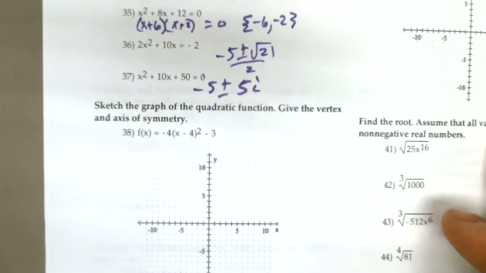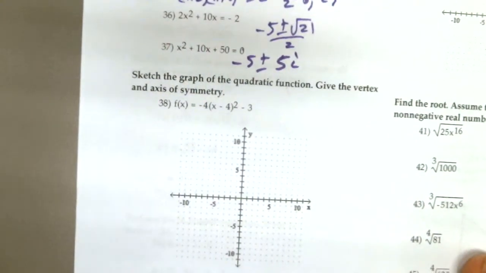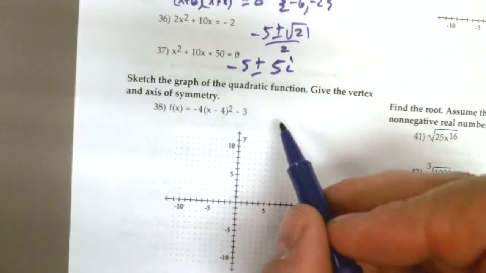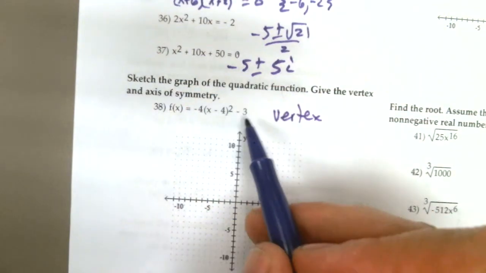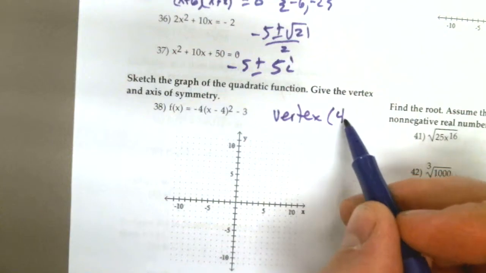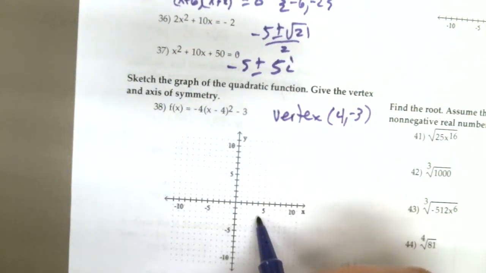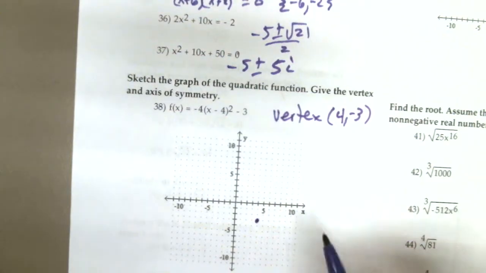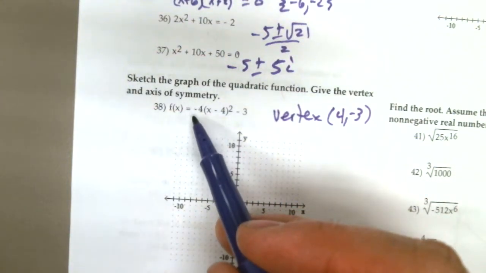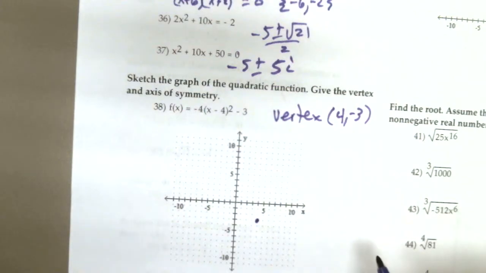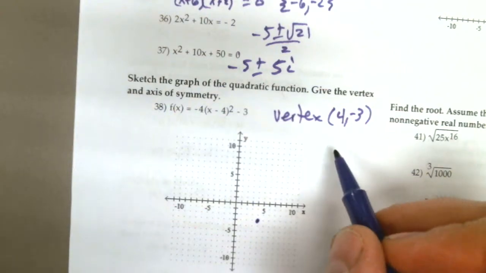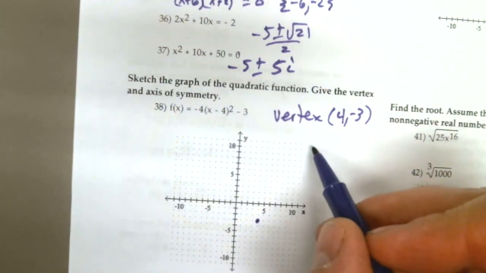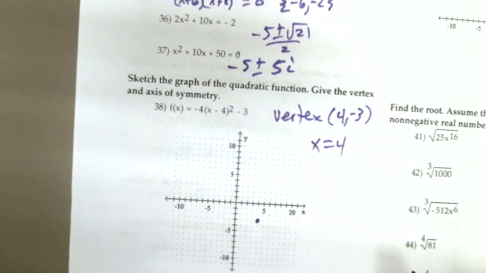For number 38, we're to sketch a graph of the quadratic function, and give the vertex and the axis of symmetry. Well, our vertex is at the opposite of this number, same as this number. So my vertex is at 4, negative 3, which puts it there. We know it opens down because of the negative, and it's going to be narrow because of the 4. We're going to find the axis of symmetry at x equals 4, the x value of the vertex.